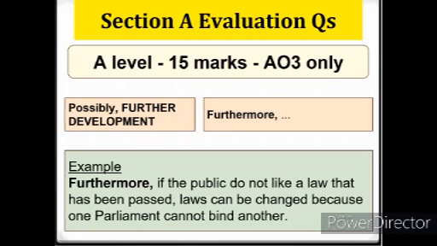And then for two of your paragraphs, I have suggested you have a furthermore point. So furthermore, if the public do not like a law that has been passed, laws can be changed because one parliament cannot bind another. And you might not know that, but there's a rule that statutes can't be entrenched. So a statute can always be repealed by another parliament if they don't like it.